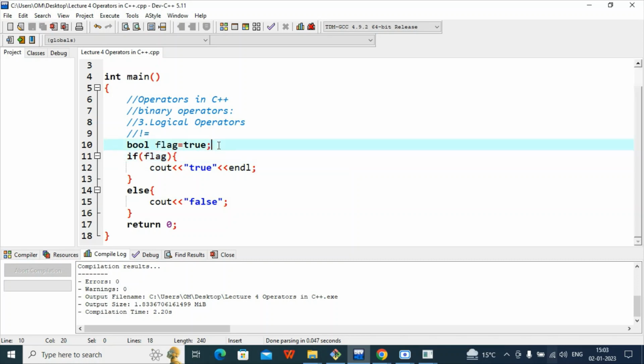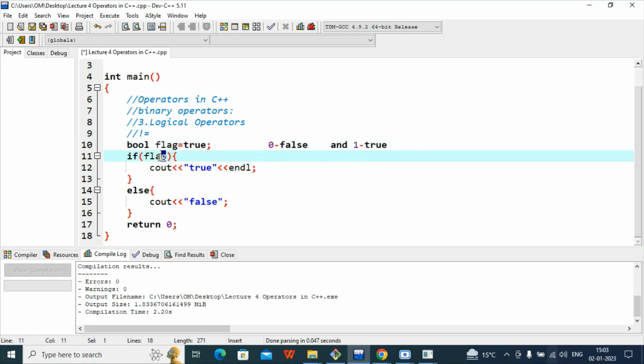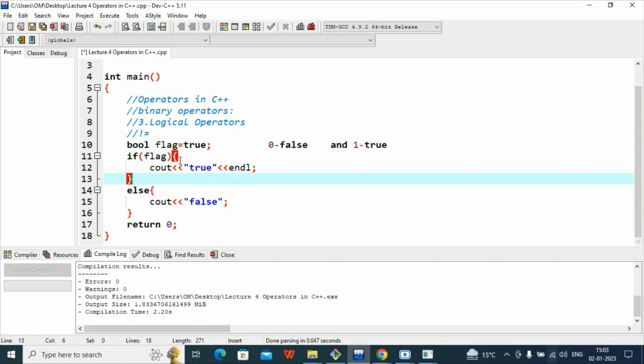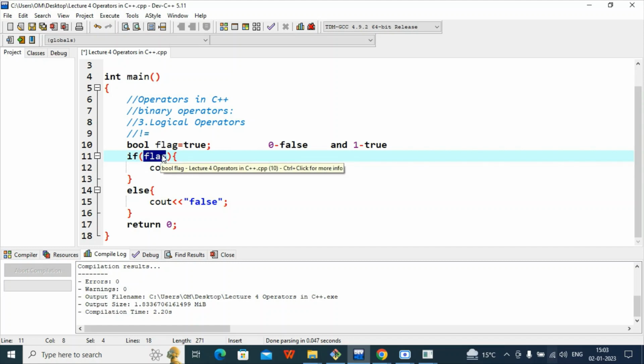I told you that in bits you can represent true and false in two ways. False is represented by 0 and true is represented by 1. So what will it check? If flag, it means it will check if it is 1, then return true. Just remember it: don't check equal to true, simply check if flag, that's it. Okay.